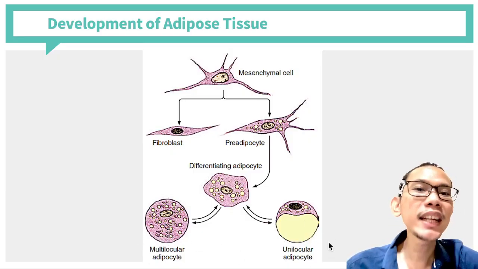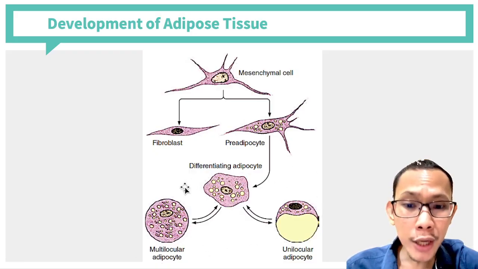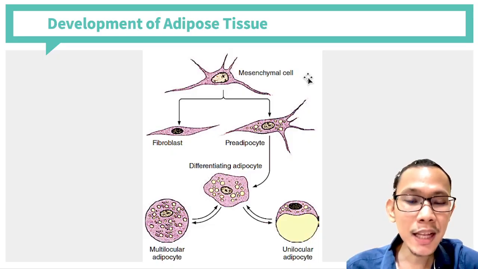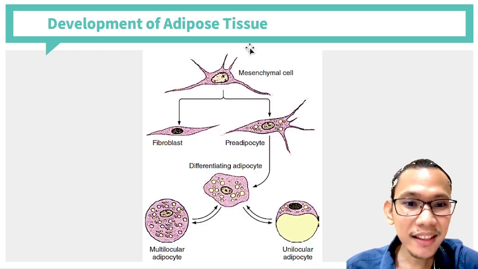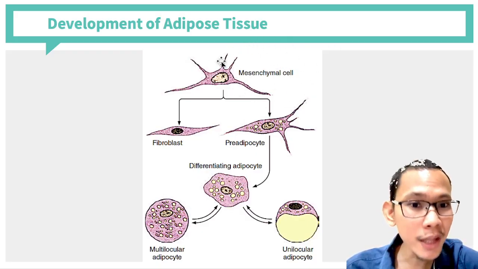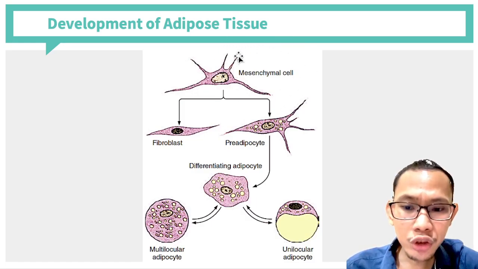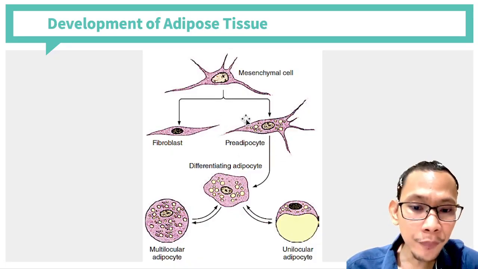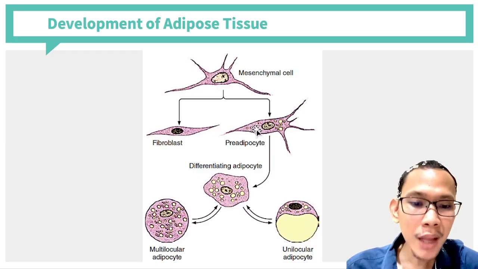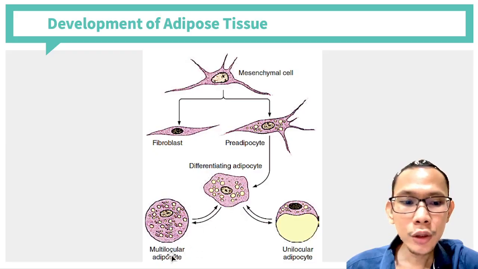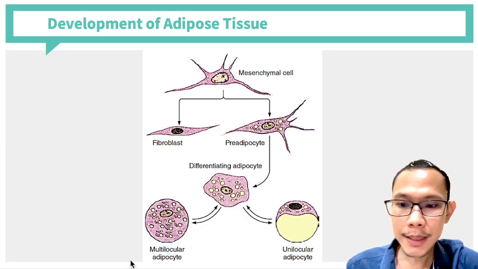Saan ba nanggaling itong adipose tissue? Remember, your adipocytes differentiate from your embryonic mesenchymal cell. So, nagmula sila sa ating mesenchymal cell. So, remember this one, your mesenchymal cell. Again, your mesenchymal cells will differentiate initially as pre-adipocytes and then develop further as adipocytes as they accumulate fat, and thus give rise to a mature unilocular or multilocular adipocytes. Okay? Please take note of that.